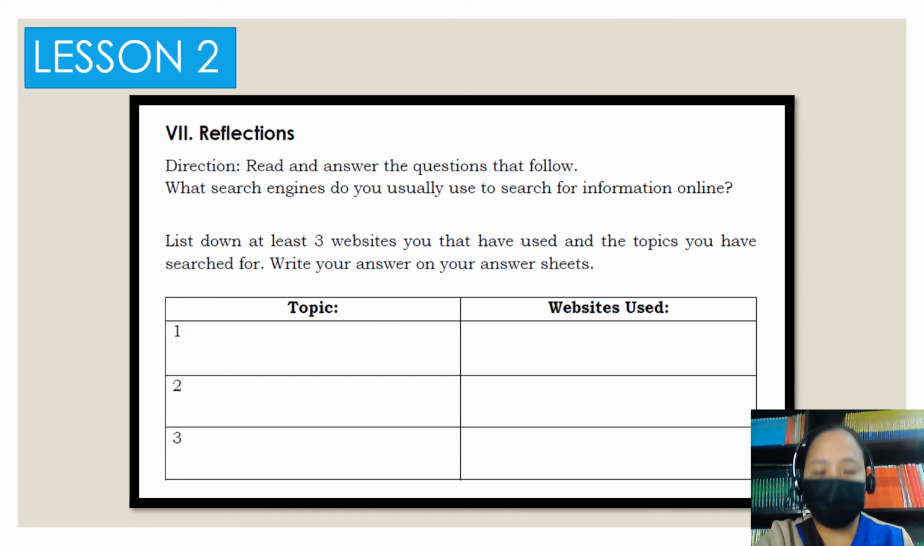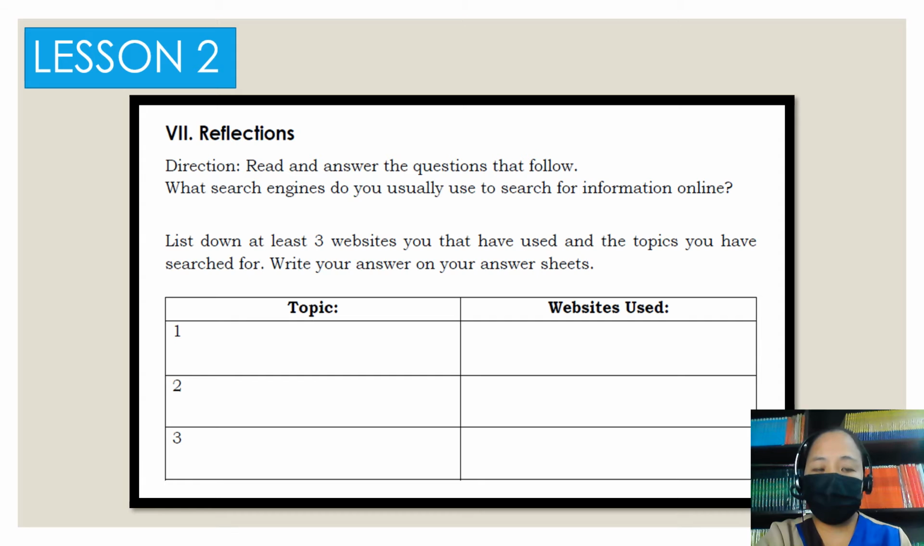For the reflection part of lesson 2, you have to search using your cell phone and a search engine on your cell phone. Maybe you can use Google or you can use Firefox depending on what is the application on your cell phone. Okay? And then on the topic part, you just have to type the topic that you will search about. You can choose any topic that you want. The more specific, the better. For example, if you're searching for dogs, you can write breeds of dogs, or you can write a specific breed of dog. Let's say you're searching for Shih Tzu or anything, okay?